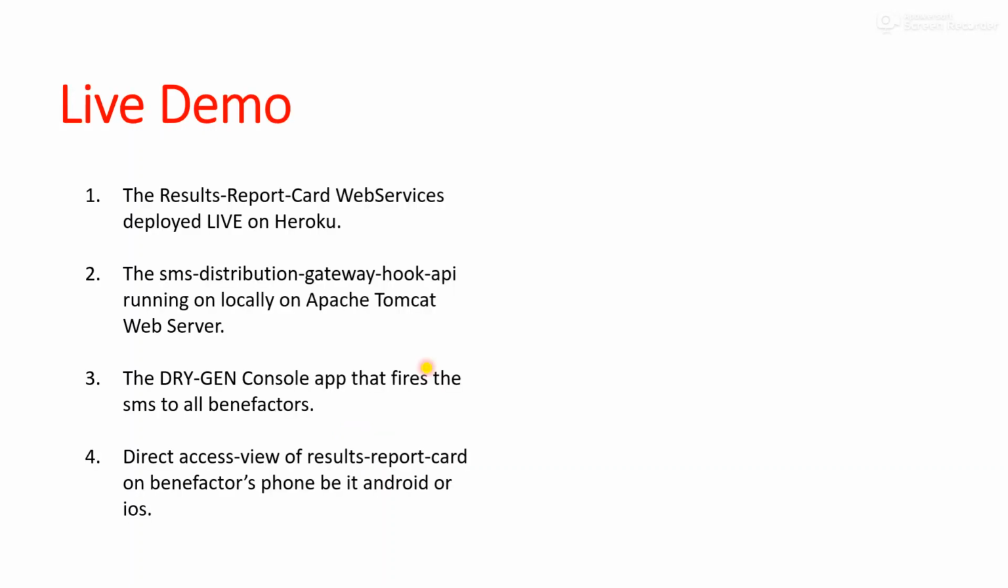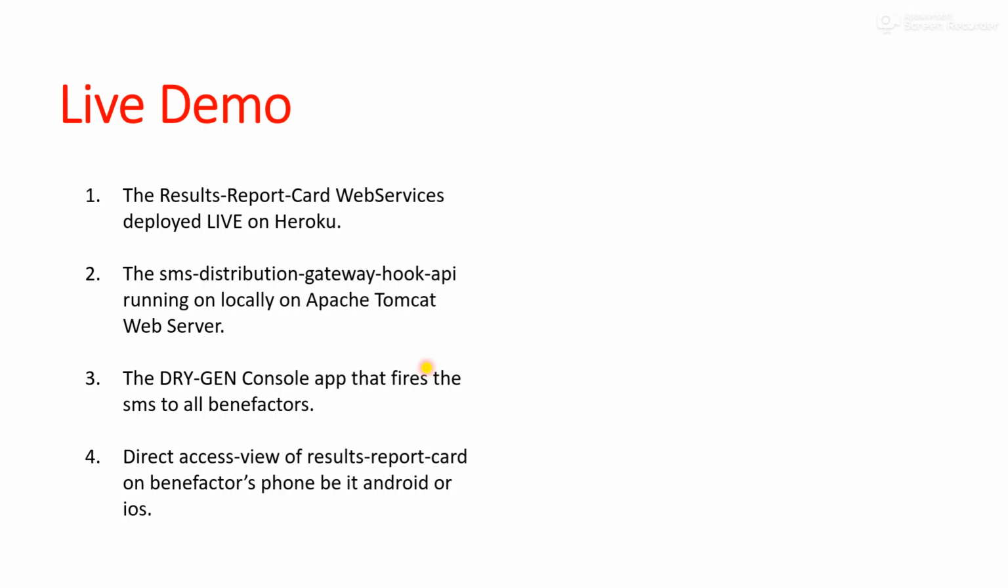So now let's go straight into the solution. We are going to have a live demo, and in this live demo we are going to look at the results report card web services that has been deployed live on Heroku. Then we look at the SMS distribution gateway hook API that's running locally on Apache Tomcat Web Server. We look at the console app that fires the SMS to all benefactors, and look at their direct access view of the results report card on the benefactors' phones, be it Android or iOS.